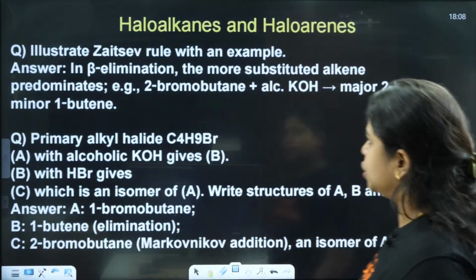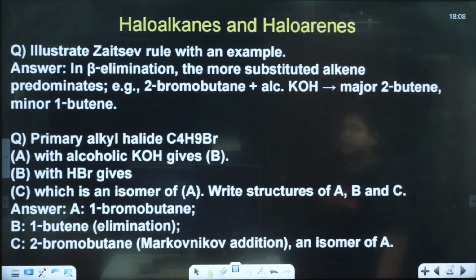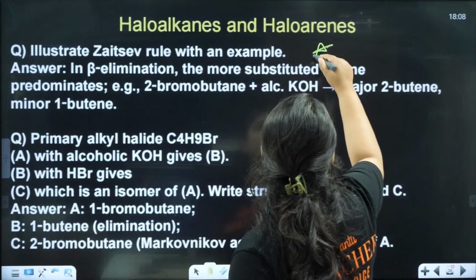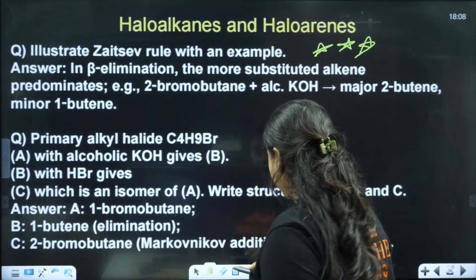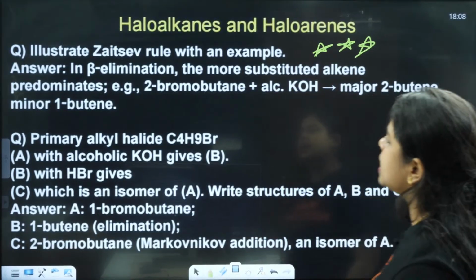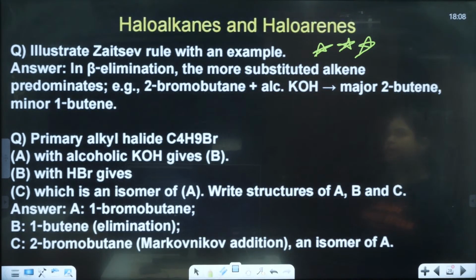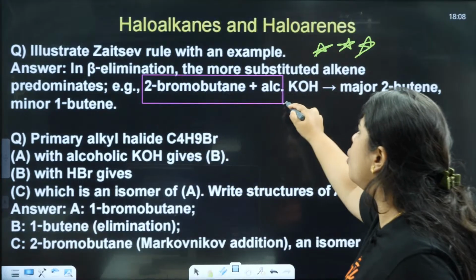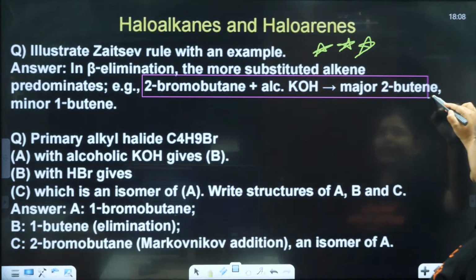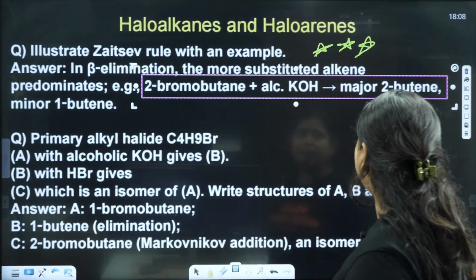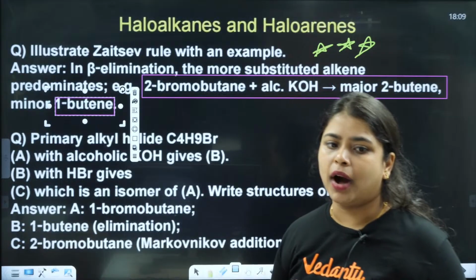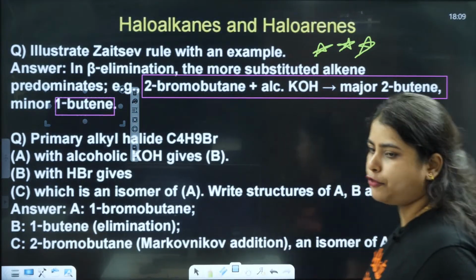Clear? Next question. Illustrate the Saytzeff rule with an example. This is also very important, guys, a most asked question. In beta elimination, the more substituted alkene predominates. The example is 2-bromobutane plus alcoholic KOH, which forms 2-butene as the major product and 1-butene as the minor product. Clear?